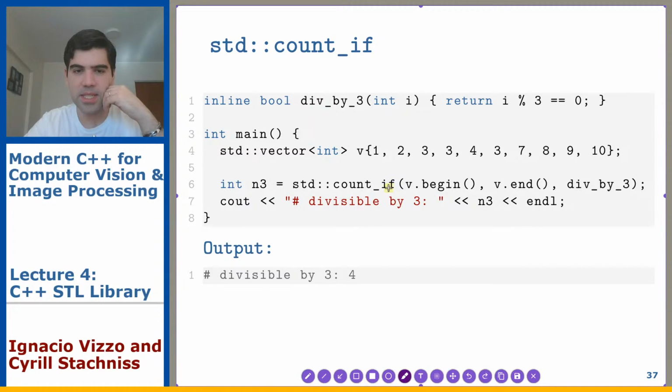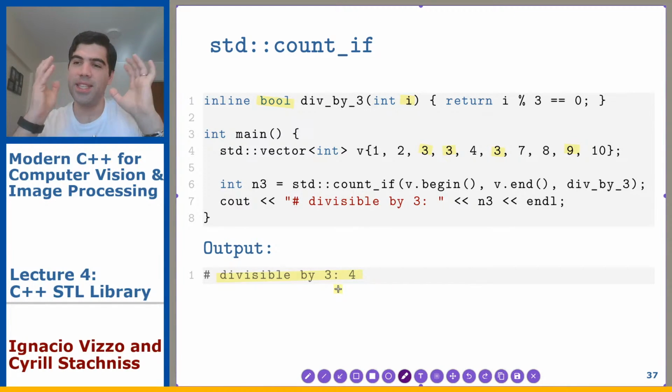So count_if. Let's say, okay, I want to count all the elements that are divisible by 3. So I provided a small utility function that will give me a Boolean and will tell me if this number i is divisible by 3. And then I want to count how many items in this array are divisible by 3. In this case, how many do we have? We have 3, 3, and 9. So all these elements you can divide by 3. So the output should be 4, right?